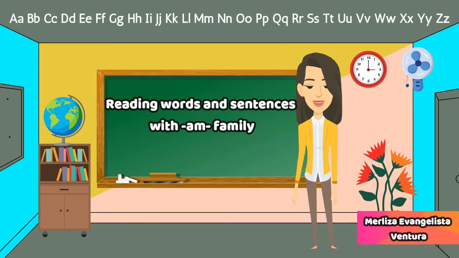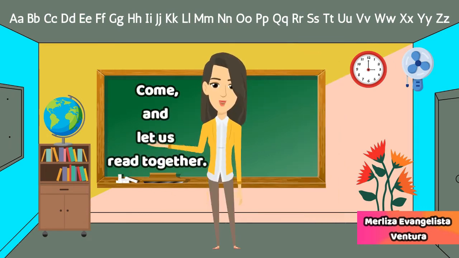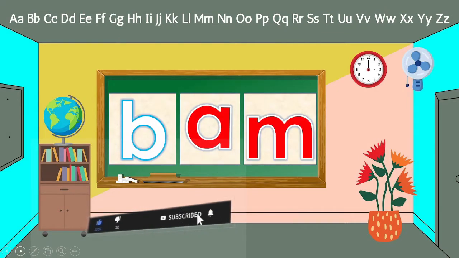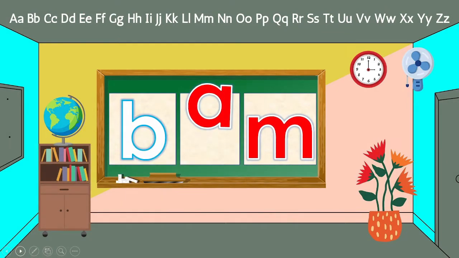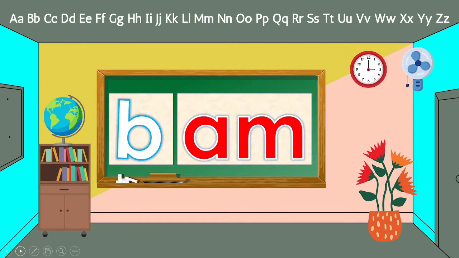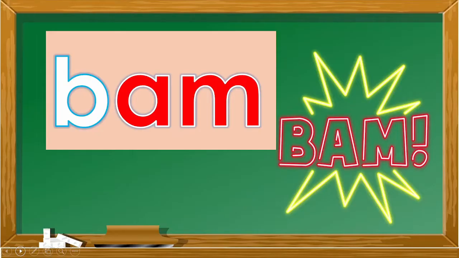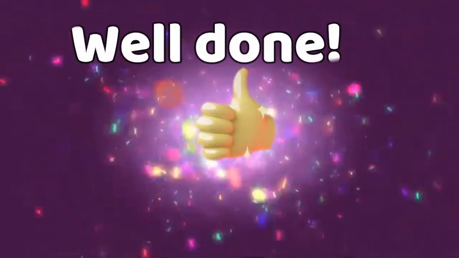I am here to teach you how to read words and sentences with am family. Come and let us read together. Am family. B a m, bam. B a m, b, am. Now let's read. Bam. Again, bam. Well done.